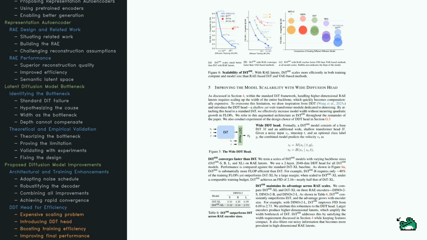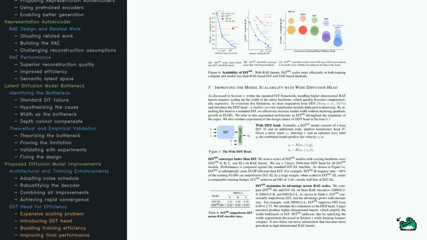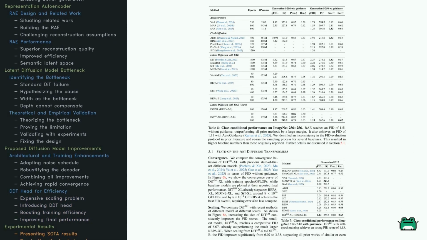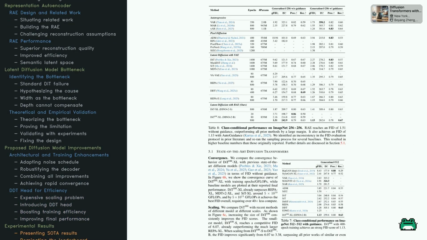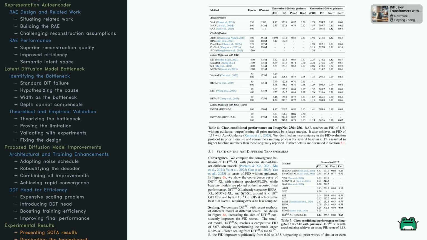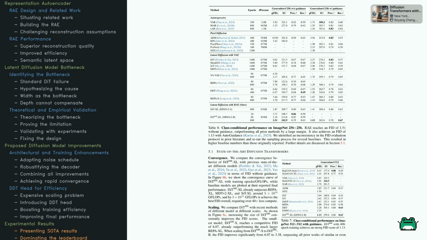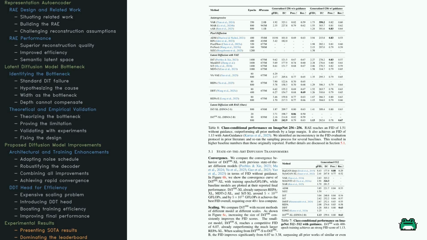This simple architectural tweak is the final key, turning their great idea into a state-of-the-art, highly scalable system. And here we are, the grand finale. This is where all that hard work, the clever architectural tweaks, and the theoretical insights pay off in the form of state-of-the-art results. Let's start with the main event, Table 8.